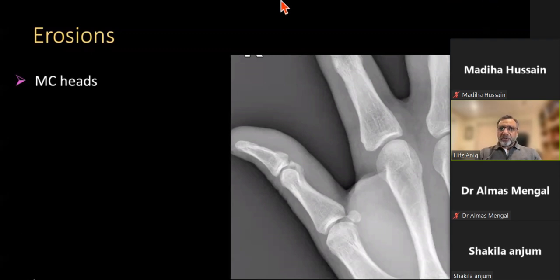Would you like to see erosions in the metacarpal heads? Margins, yeah. Any subarticular? It can be subarticular region or just juxtarticular region, but most of the time we look for erosions in the metacarpal in rheumatoid arthritis. So where would you like to see erosion? Anywhere in the metacarpal head, any particular location?